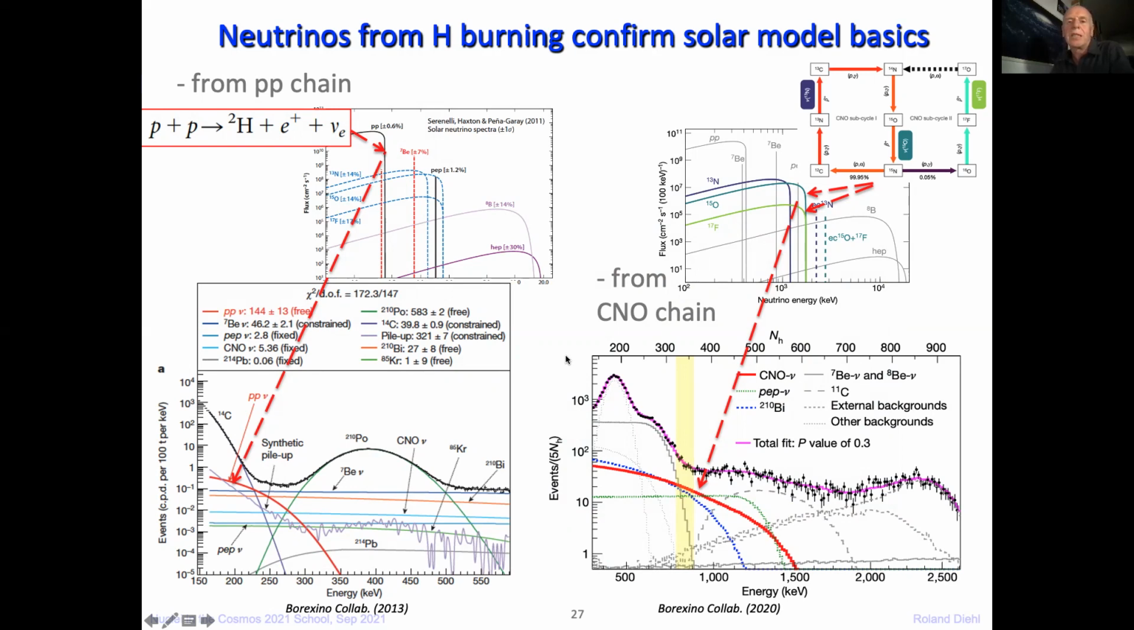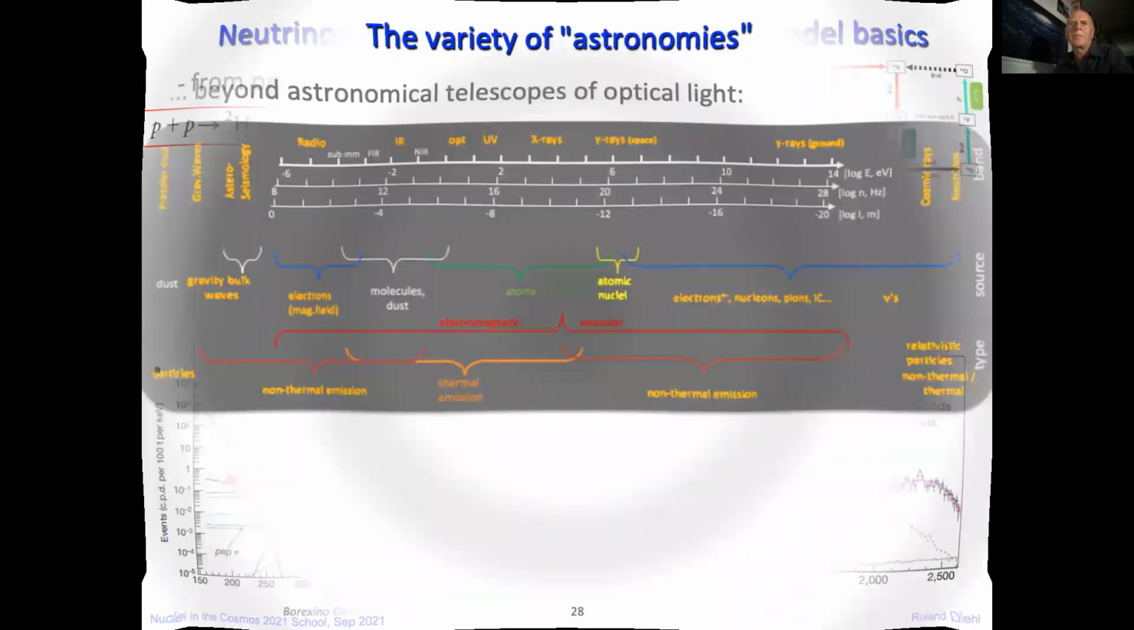It would be fantastic to do that for all the other stars, but unfortunately you see in this result that even for the sun it's challenging. So neutrinos, yes, they are penetrating, and they are not such a promising messenger for finding out what goes on in the interior of stars.